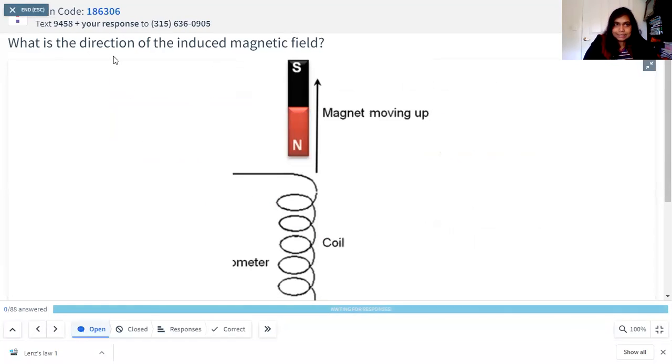Now it's asking what is the direction of the induced magnetic field. Okay, it's not asking about the current, it's asking what is the direction of the induced magnetic field in the coil. So you need to see like north pole and south pole, and the north pole is going away from the coil.